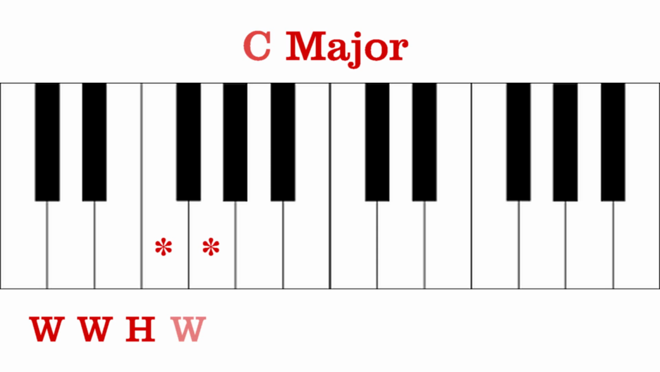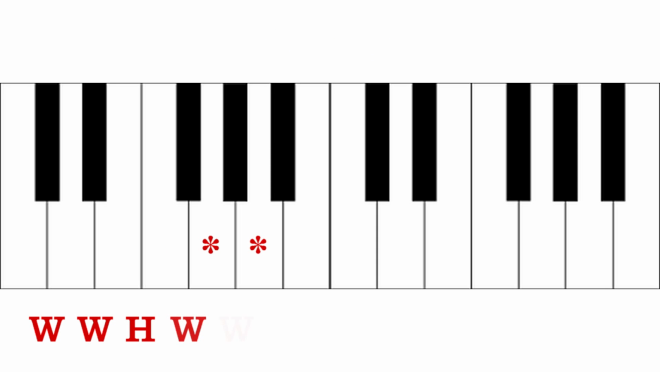From F to G is a whole step, and from G to A is a whole step. What about from A to B? Also a whole step. And our last step of the scale is from B back to C. What's this one? There's nothing in between, so it's a half step. So for the whole scale, that gives us whole, whole, half, whole, whole, whole, half. As it turns out, this pattern is also why different keys have different numbers of sharps or flats.